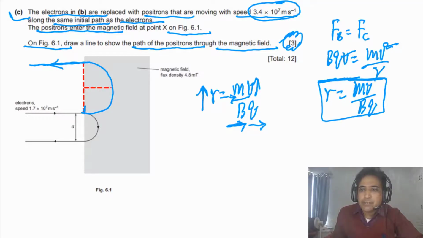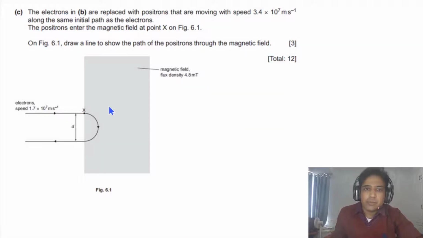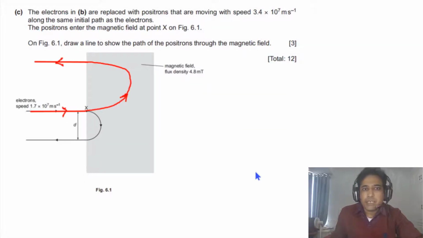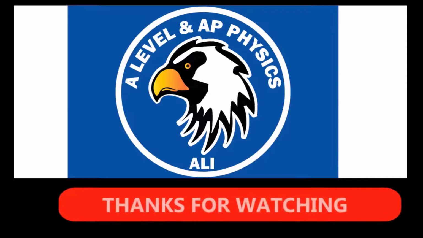Let me show you the better one. We can clear this one. So let me clear this one, and if you draw like this, it should be acceptable. You can simply sketch like this.